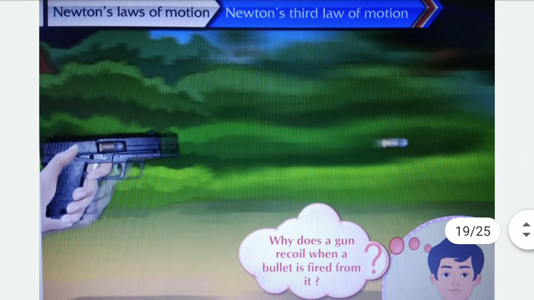This is another example of Newton's third law of motion. A gun recoils, that is, moves backwards when a bullet is fired. Why does a gun recoil when a bullet is fired from it? Again, there are action and reaction forces. The gun has mass greater than that of the bullet.